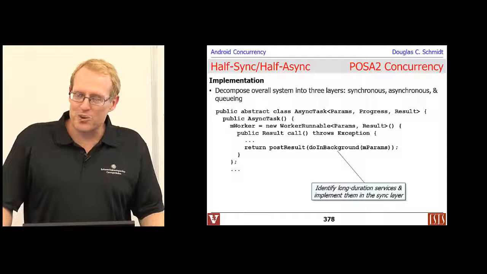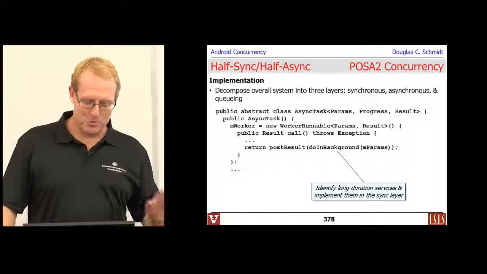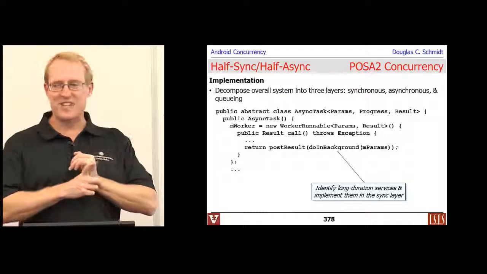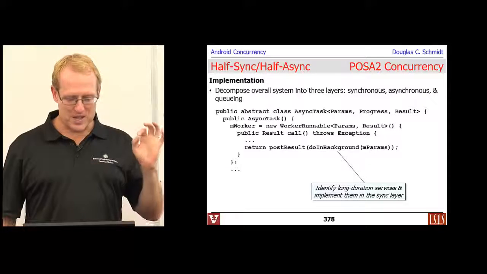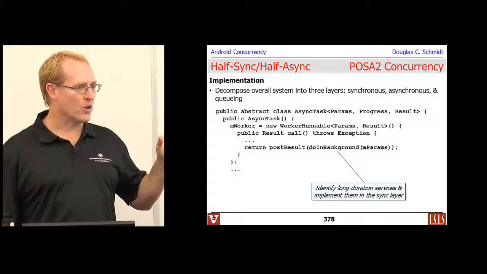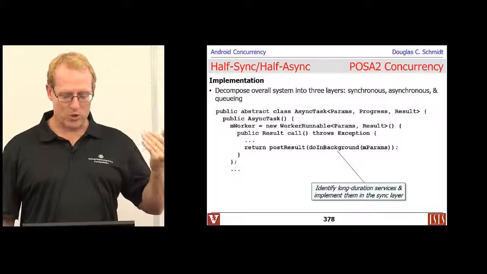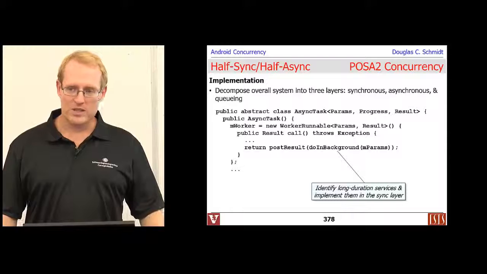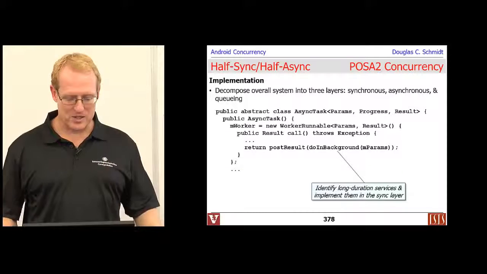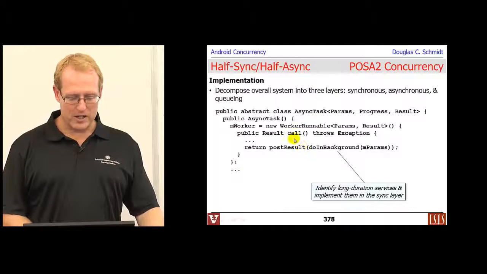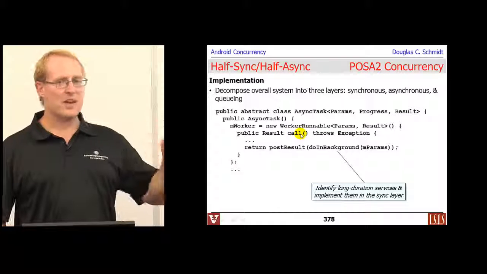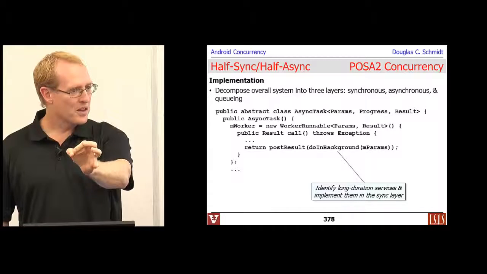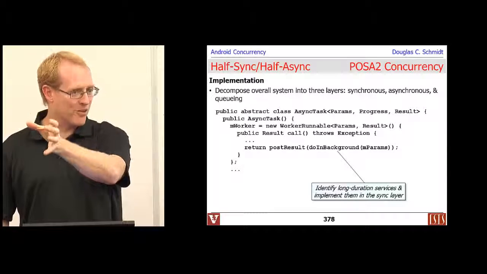And the way that happens, of course, in the async task framework, if you poke around here for a while, when the constructor of async task is first called, it creates something called a worker, an M worker of type worker runnable. And this is basically a future. It's a callable. It's a runnable and a callable. It kind of combines a bunch of things together. And it's got this hook method on it called call. And this method is going to be called when you're in the thread of control of the background thread.